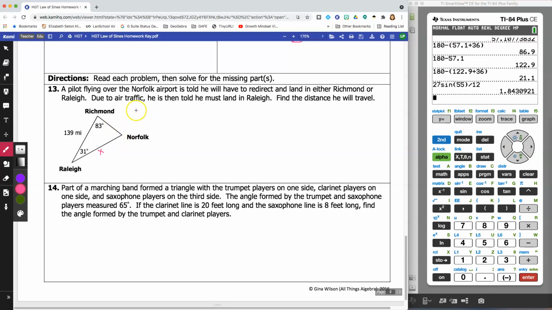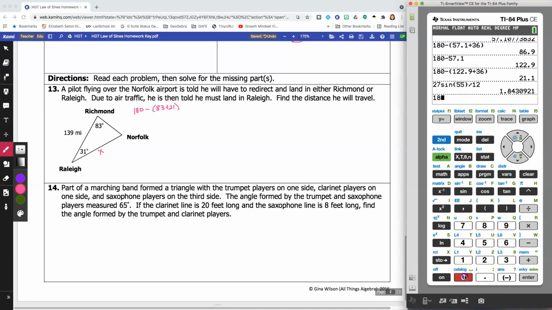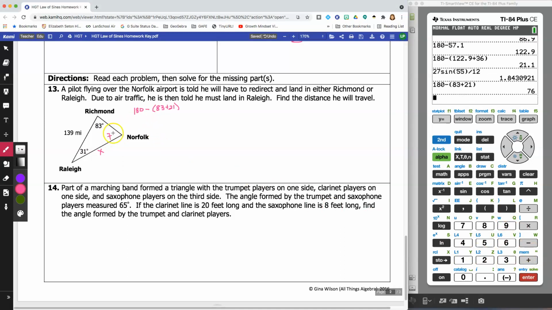So to find that, remember that's simply 180 minus the sum of the two angles we've already been given. And the reason for that is because the sum of all three angles in a triangle is equal to 180 degrees. So I have 180 minus the sum of 83 and 21. Okay, so this angle then is 76 degrees.